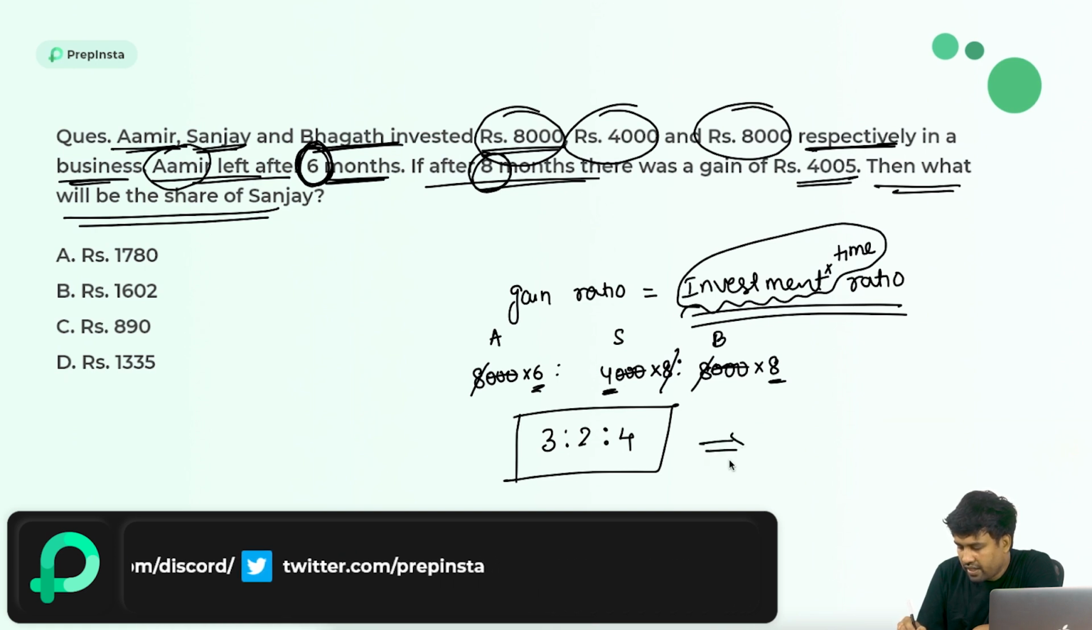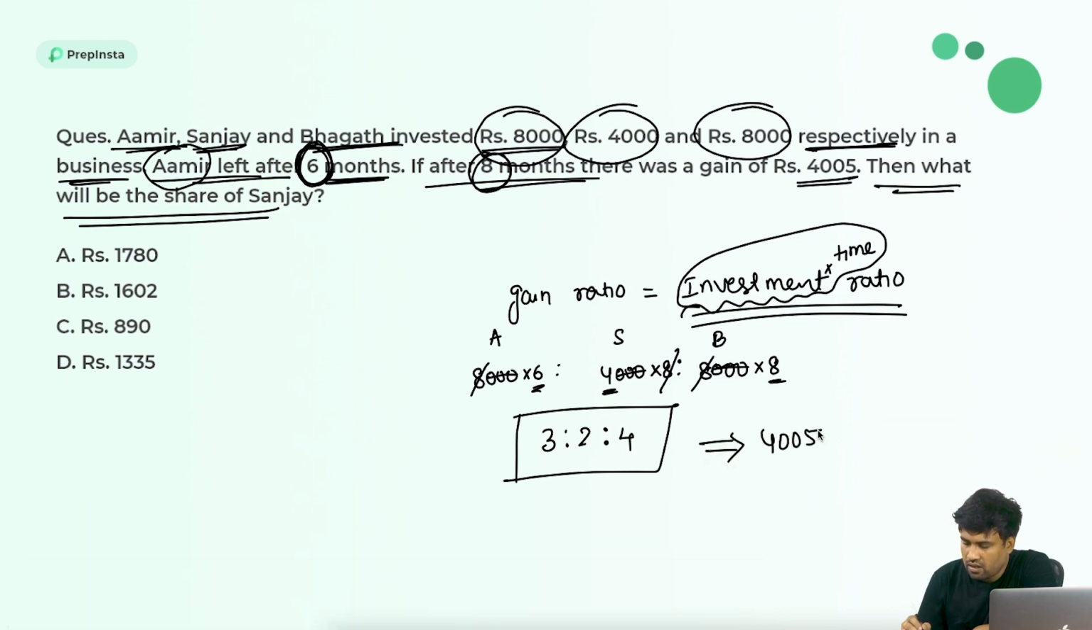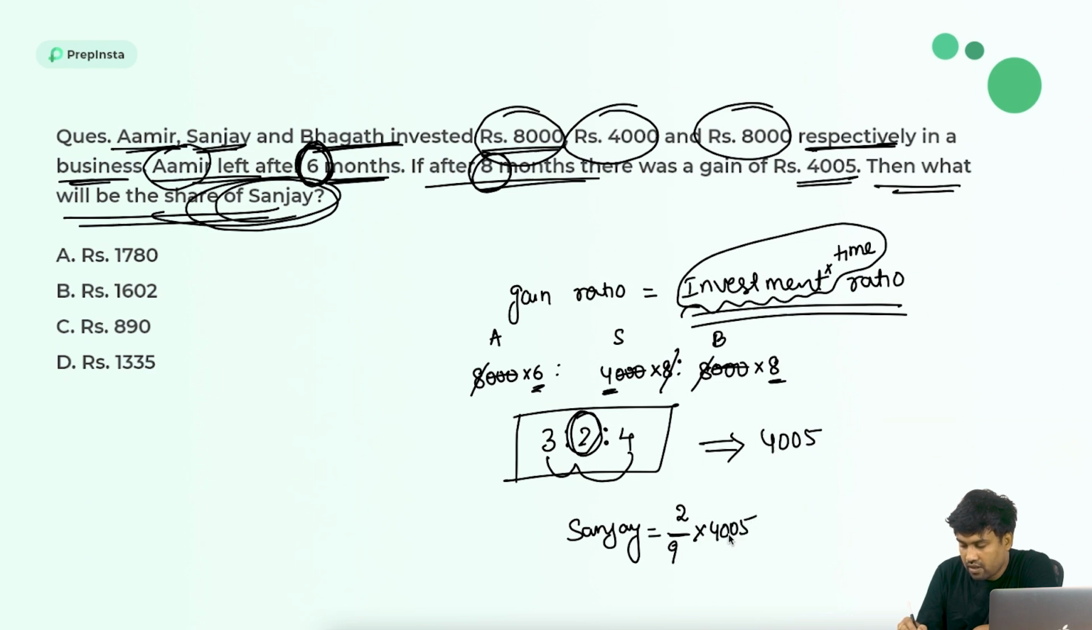And the total profit they gained is 4,005 rupees. So what do we have to find? The share of Sanjay. Sanjay's share will be simply how much? Sanjay's share will be 2 parts out of total 3 plus 2 is 5, plus 4, 9. So 2 by 9 is Sanjay's share, into 4005. And 9 will cancel this 4 times, remainder is 4. So 40 again 4 times, remainder is 4. So 45 5 times. So 2 into 445, 890 is the answer. So option C is correct.